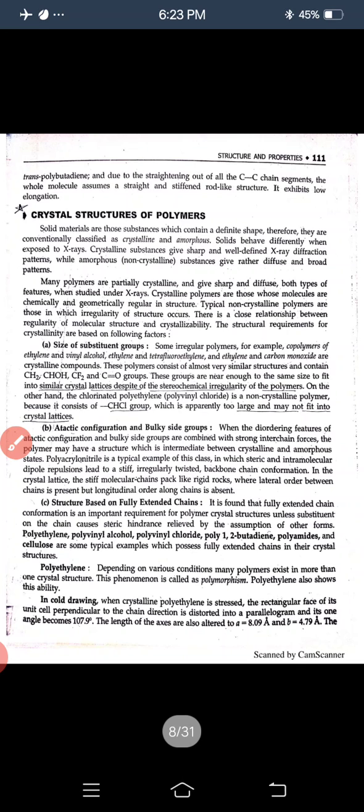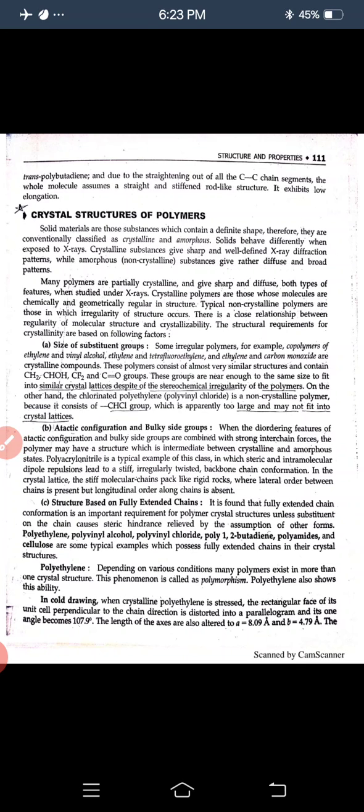Crystal structure of the polymer. Solid materials are those substances which contain a definite shape, and they are conventionally classified as crystalline and amorphous solids. They behave differently when exposed to X-rays. Crystalline substances give sharp, well-defined X-ray diffraction patterns, while amorphous means non-crystalline. Non-crystalline substances give rather diffuse and broad patterns. Many polymers are partially crystalline and give both sharp and diffuse features when studied under X-rays.